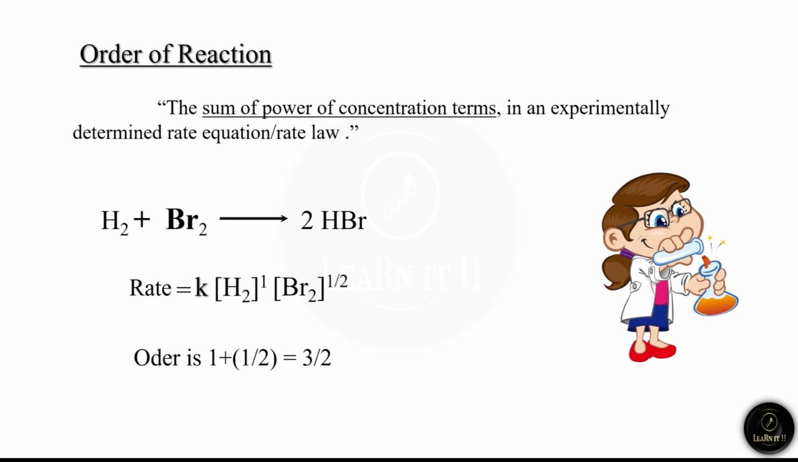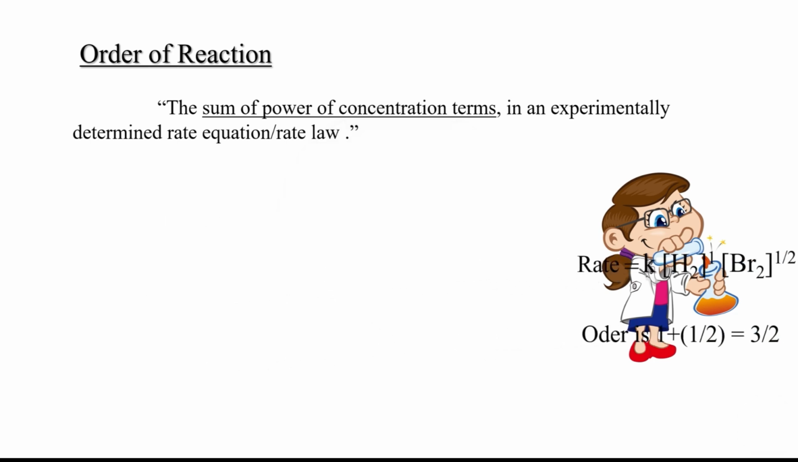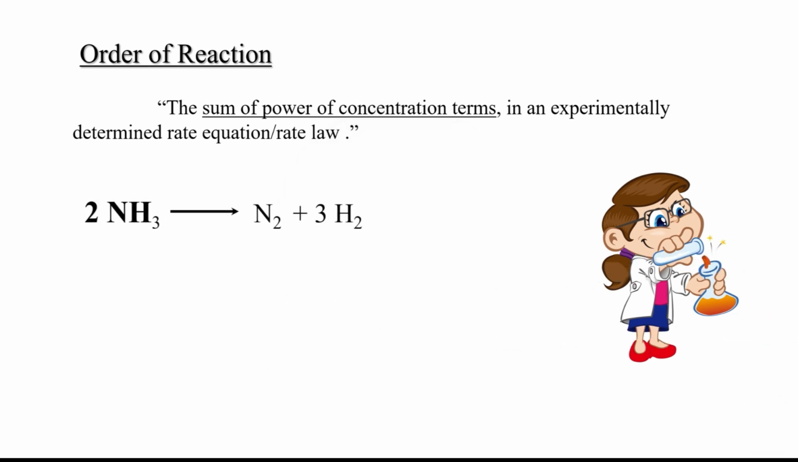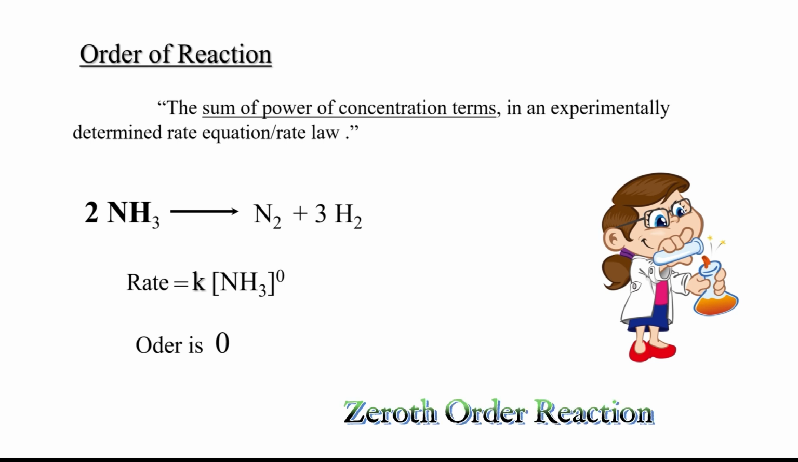So let's take another example, that is the decomposition of ammonia into nitrogen and hydrogen. So here the rate with respect to concentration of reactant, that is ammonia, is 0. So that's why order is 0. So this is called a zeroth order reaction.